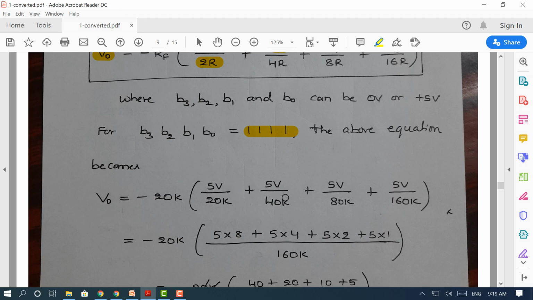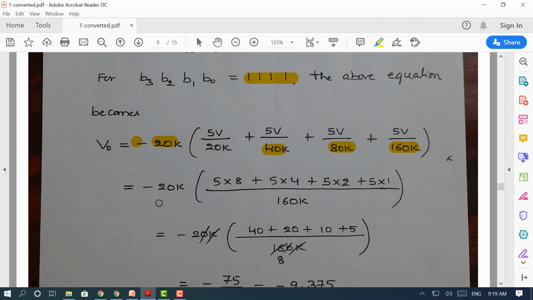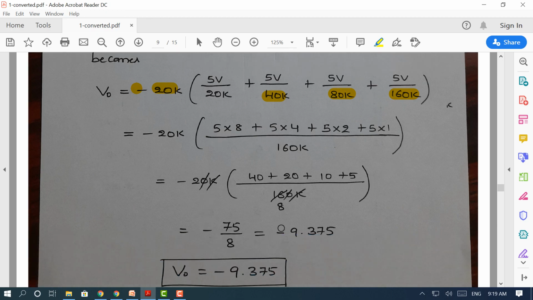and 2R is equal to 20 kilo ohm. Therefore 4R becomes 40 kilo ohm, 8R becomes 80 kilo ohm, so 16R becomes 160 kilo ohm. RF we have assumed as 20 kilo ohm. Since the op amp is in inverting mode, there will always be a negative sign. So the values can be simplified here, and on simplification, we get the output voltage as minus 9.375 volts.